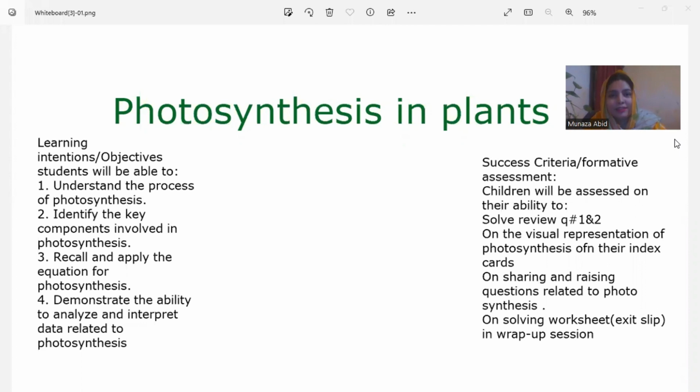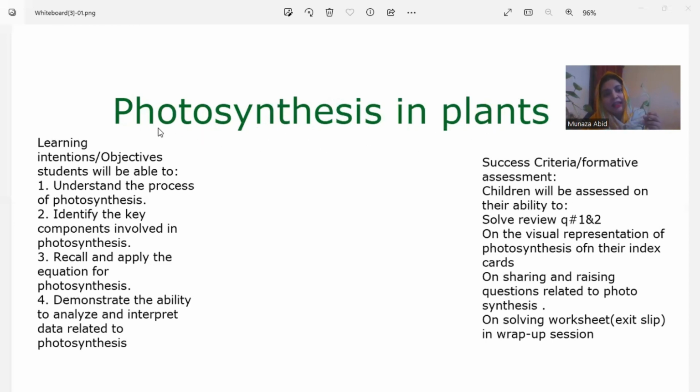Oh. Assalamu alaikum, everyone. We are here. We will start our lecture today on photosynthesis. Why do plants never eat and drink? Because they do photosynthesis. What is photosynthesis? Photosynthesis is making food in the presence of sunlight. Photo means light and synthesis means make.